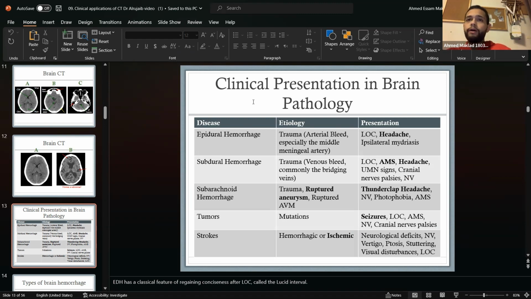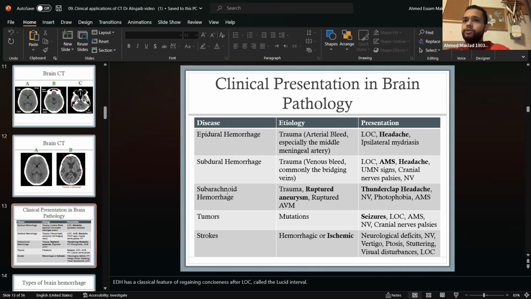All right, this just gives you different clinical presentations of each type of brain pathology. For example, in an epidural hemorrhage, these people are usually trauma patients, and they will probably present with loss of consciousness, headache, and ipsilateral mydriasis. I don't really want to go through the whole thing; it's just for your own sake if you want to learn more about this. And I bolded the things that are special to each case.